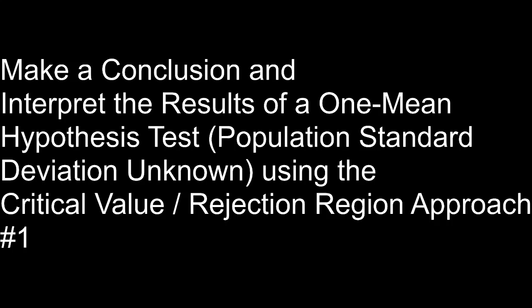This video is on the objective: make a conclusion and interpret the results of a one-mean hypothesis test where the population standard deviation is unknown, using the critical value / rejection region approach, or just the critical value approach. Alright, so this is another objective where we're performing what's called a one-mean t-test, right?